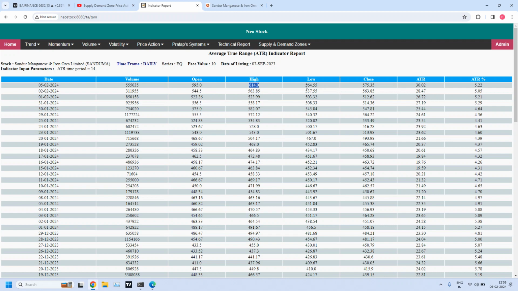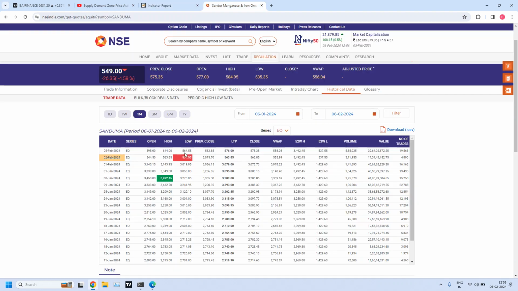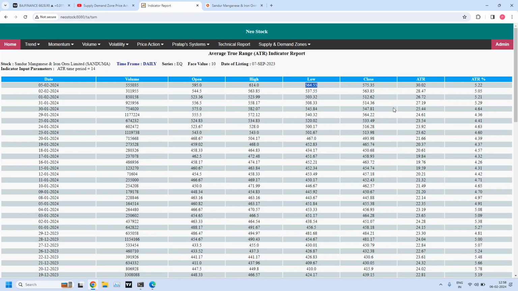What is my low value? 564, 55 paisa. What is NSE data? 564, 55, same. What is NSE close price? 575.35. What is my close price? 575.35. Same thing. Why is it the same thing? Because I am using NSE data.